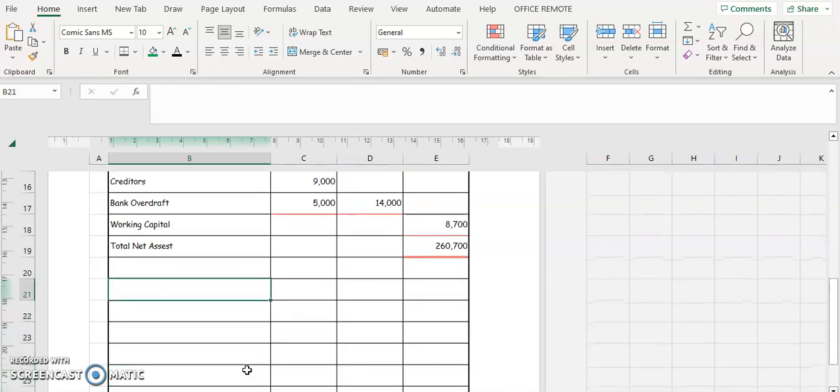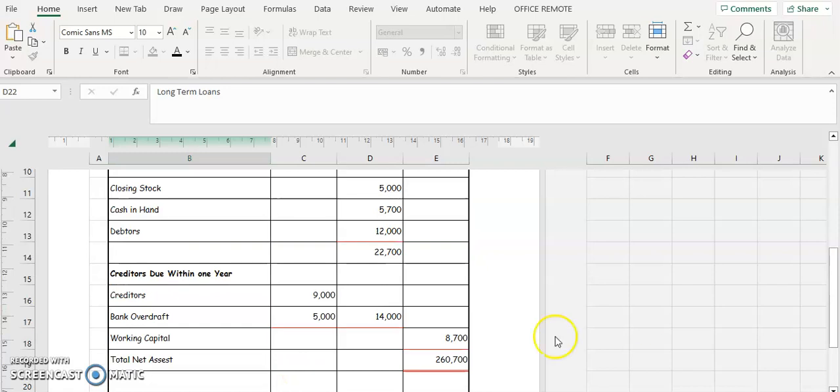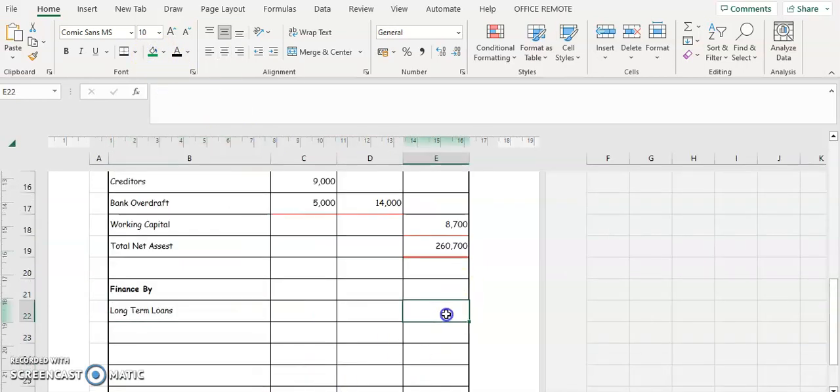So now we want to find out how we finance the business. Your next heading is going to be financed by. So where did the money for the business come from? Your first item is going to be long term loans. So let's see in the question, do we have any long term loans? We've got a 9-year loan of 81,000. So we'll put this at the very end. We're just going to add on a figure to it.